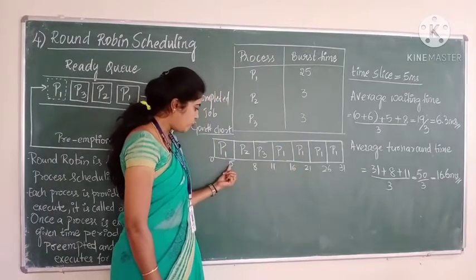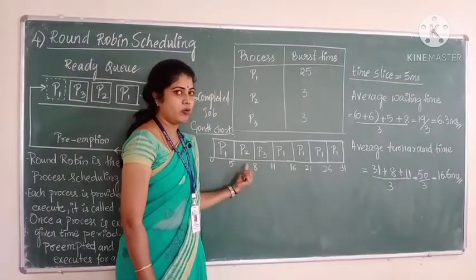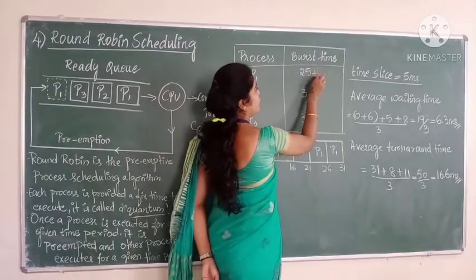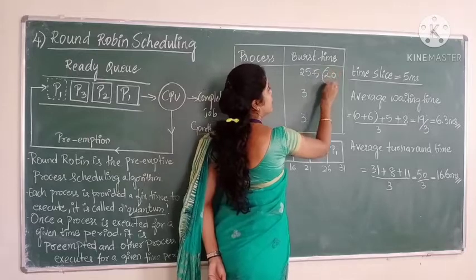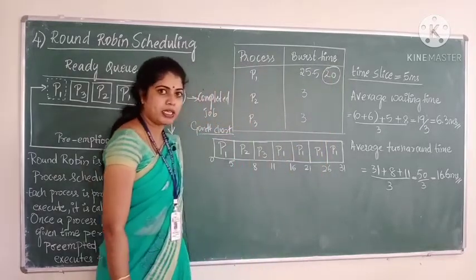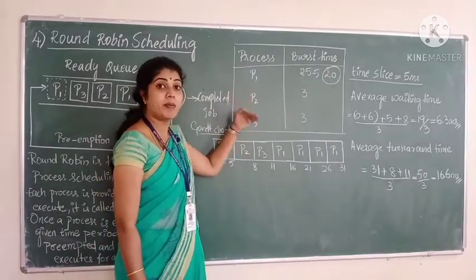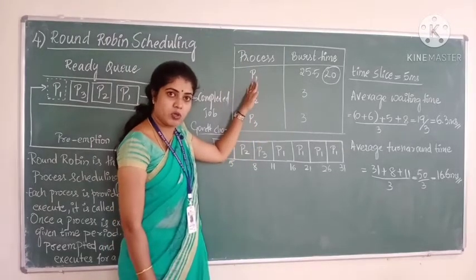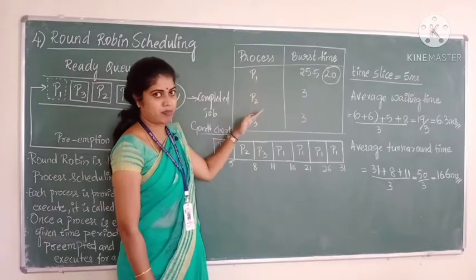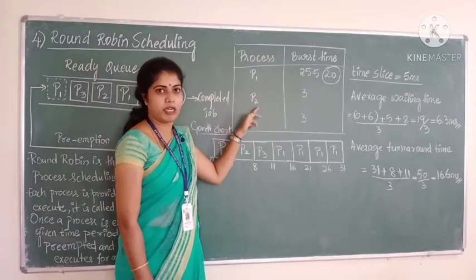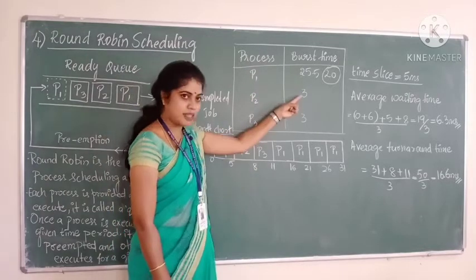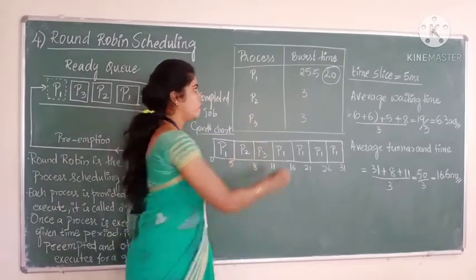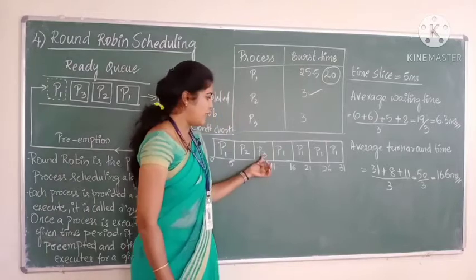So 5 plus 3, you get 8. Here only 5 is done for P1; the remaining 20 milliseconds is pending. Here preemption has taken place: the CPU stops giving execution to P1 and the CPU is taken away. The CPU starts giving execution to P2. As P2 is less than 5 milliseconds, in the first execution itself P2 will be finished. Next you have P3.